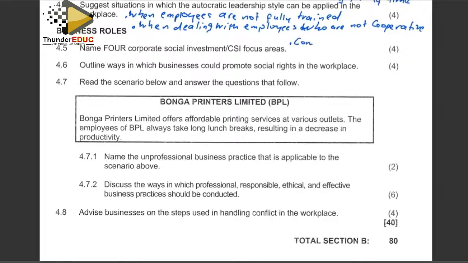We are saying that here we have the likes of community, then we have employees, then we have environment, we have communities, we have environment, then we also have rural development.